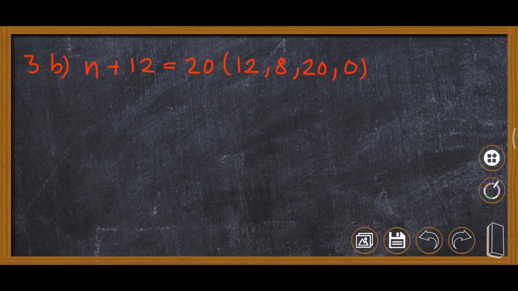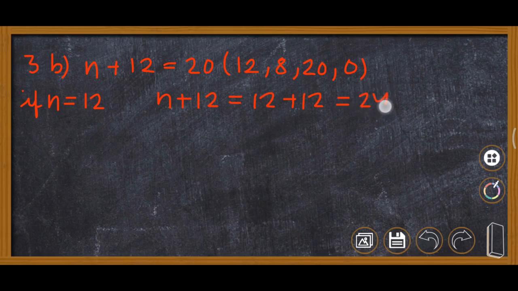Now this is third B part. Here equation is n plus 12 is equal to 20. Now again we will put one by one all the values. First of all, n is equal to 12. When n is equal to 12, then n plus 12 is 12 plus 12, and we can see that this is 24. And right hand side is 20, so it is no, because it is 24.